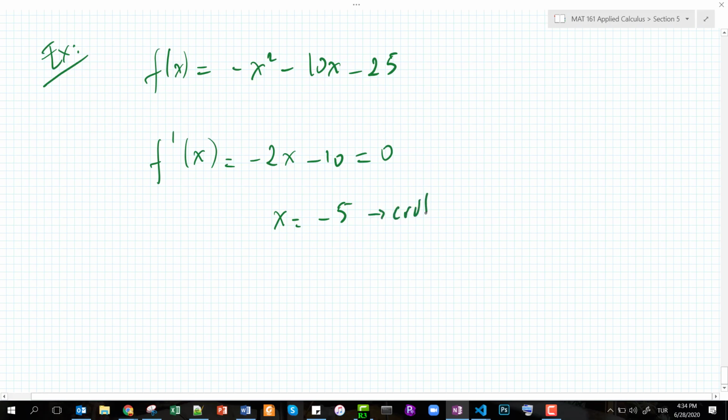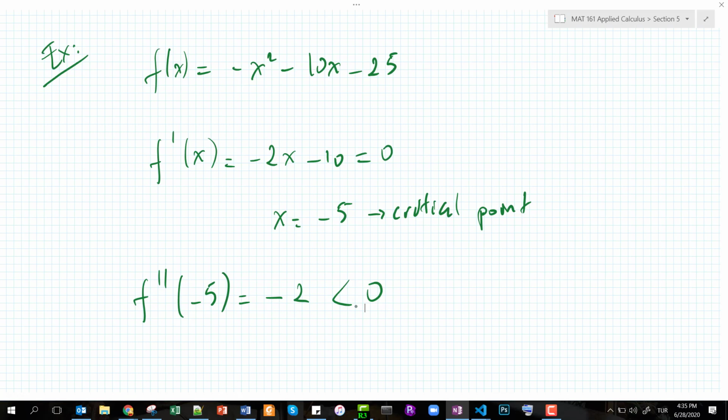As you see, this is my critical point, and it makes my first derivative 0. What I should do is check the second derivative at this point. As you see, the second derivative is just negative 2, which is less than 0. If it is less than 0, what will happen? You will have the concave downward of the graph, since the second derivative is less than 0.